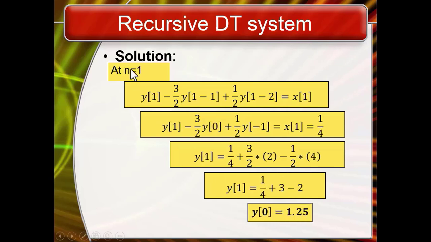y of 0 is equal to 2. Similarly, for n is equal to 1, substitute n is equal to 1 in the previous equation. y of 1 minus 3 over 2 y of 1 minus 1 plus half of y of 1 minus 2 is equal to x of 1. y of 1 minus 3 over 2 y of 0 plus half y of minus 1 is equal to x of 1, which is equal to 1 over 4. From this, y of 1 is equal to 1 over 4 plus 3 over 2 multiplied by 2 minus 1 over 2 multiplied by 4. So when you solve this equation, you'll get y of 1 is equal to 1 over 4 plus 3 minus 2, which is equal to 1.25.